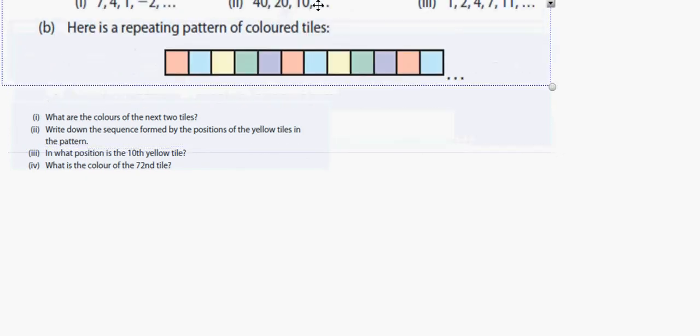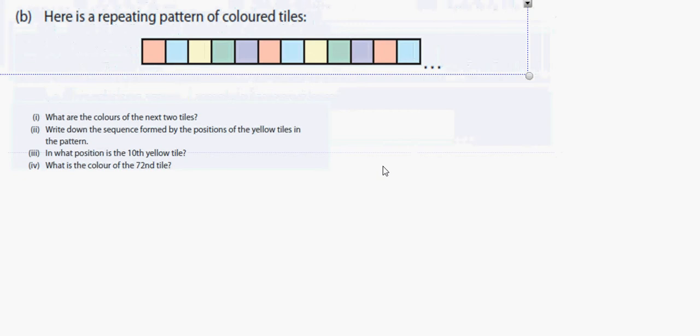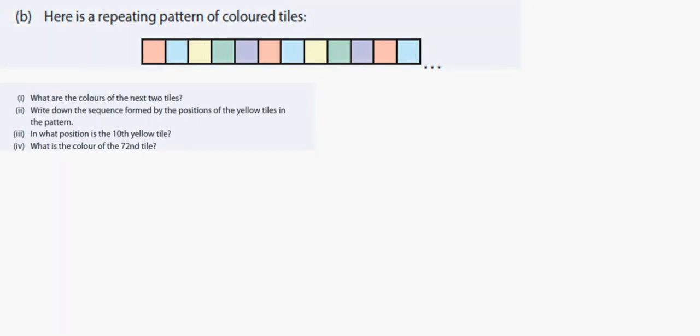Okay, so what we have is red, blue, yellow, green, purple, red, blue, yellow, green, purple, red, blue. The next 2 tiles should be yellow and green. So yellow and green.